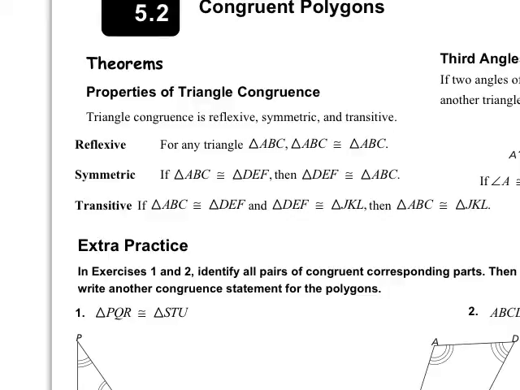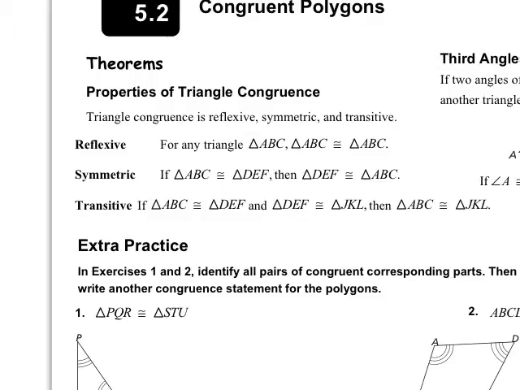So you can see the different properties up at the top: reflexive, symmetric, transitive. It applies to these congruent triangles just like anything else. So what is a congruent triangle? Or what are two congruent triangles? What has to be the same?